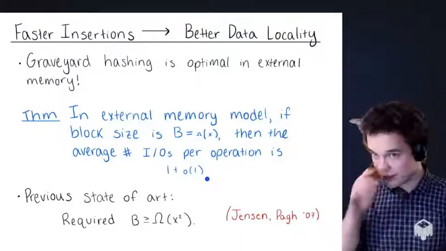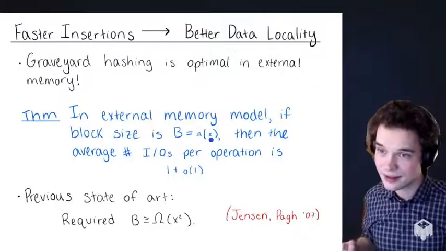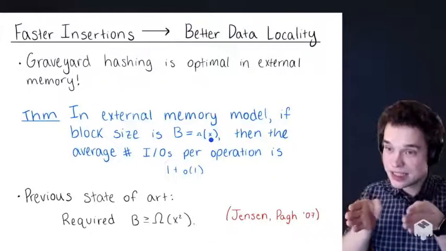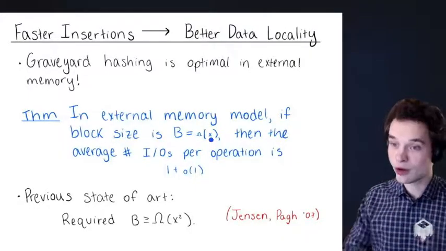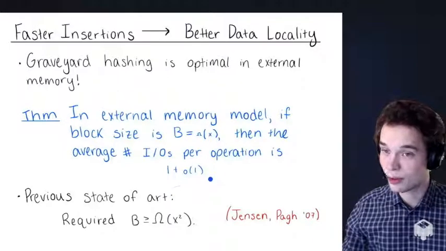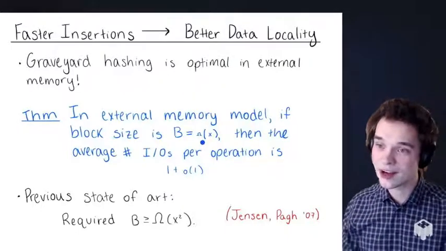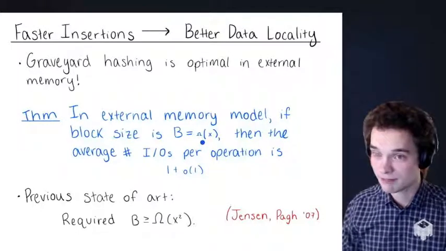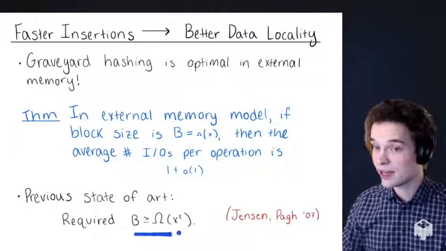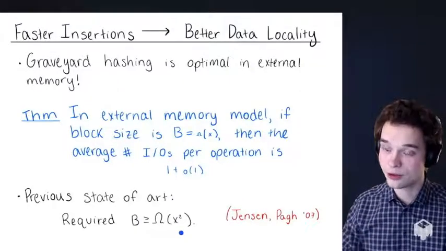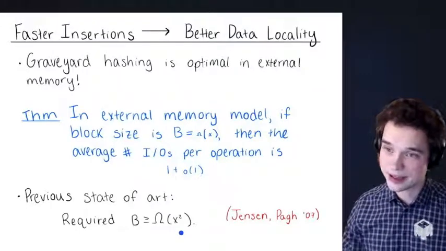This is an interesting result because if you think about it, what would happen if B was smaller than x? Then in any given random data block in your hash table, you would expect to have less than one free slot. So you couldn't possibly hope for your insertions to take 1 plus little o of 1 IOs. But we're saying as soon as B is even slightly larger than x, suddenly graveyard hashing gives you optimal external memory hashing. This improves over the previous state of the art, where B needed to be at least order x squared. That was due to Jensen and Pei in 2007. And the reason we're able to get this improvement is precisely because we've eliminated clustering.